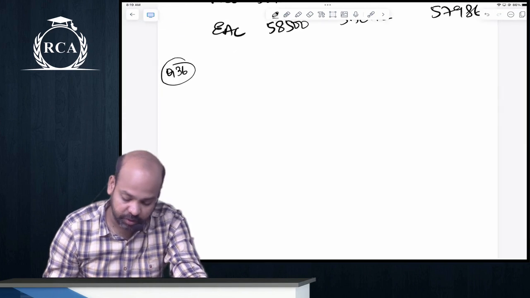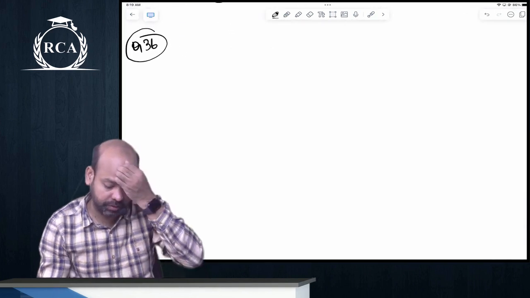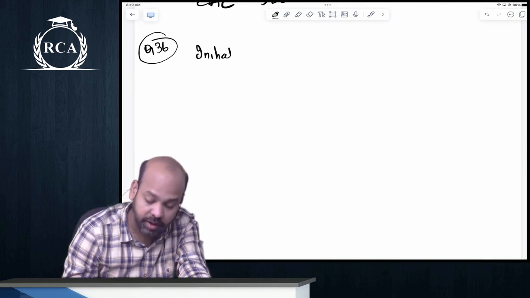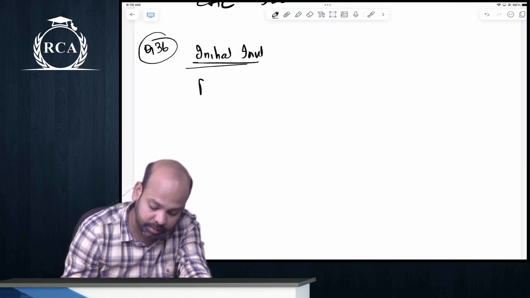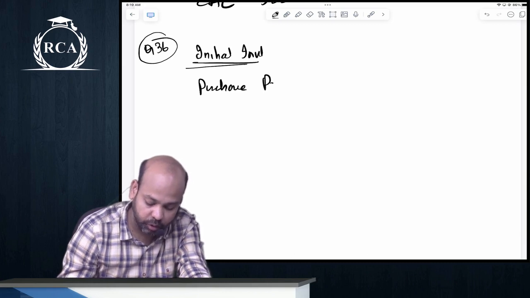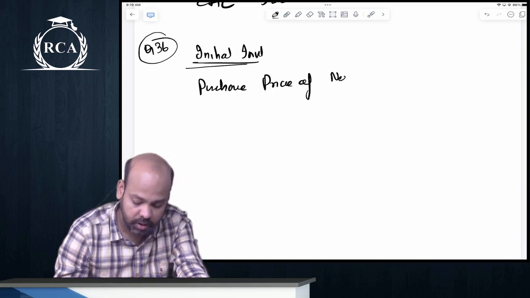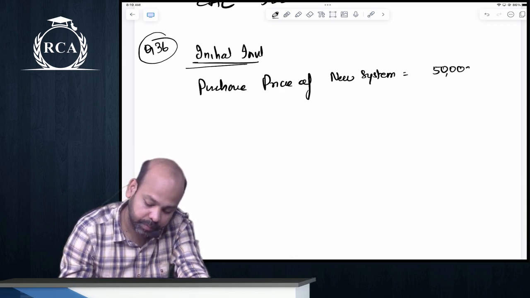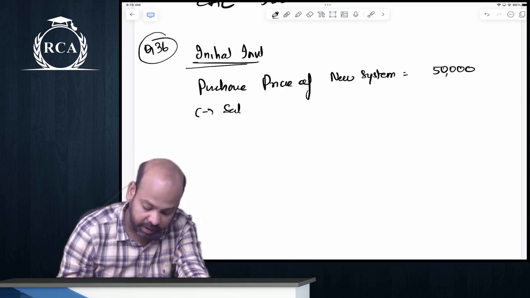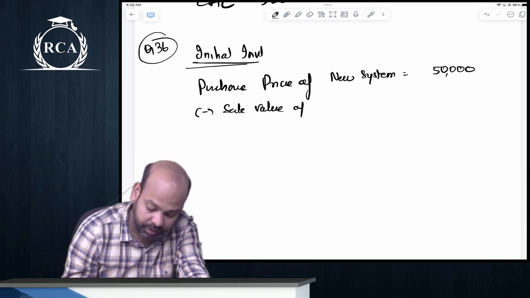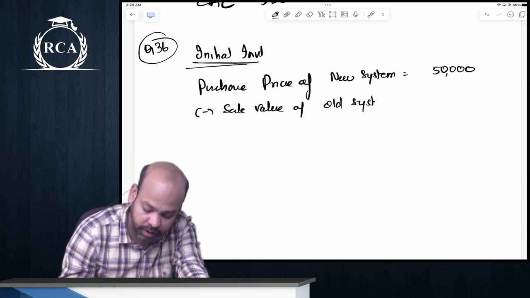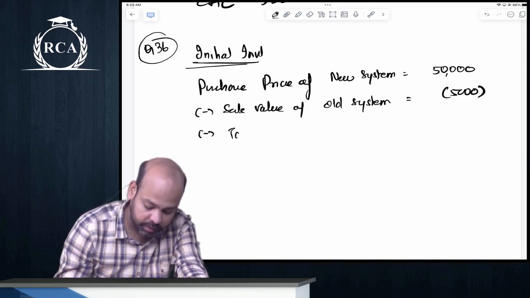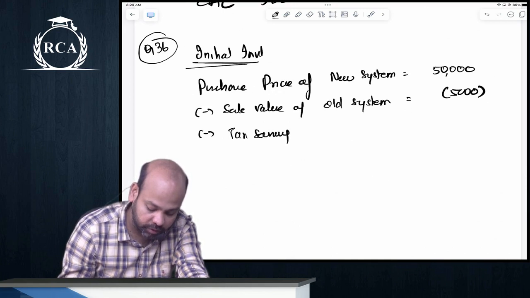I'll write initial investment. You will tell me what's your periodical incremental cash flow. Replacement decisions में बेटा गलती मत करना. Initial investment, guys. ये समझ में आया ना क्या बोला मैं? What is the purchase price of new system, guys? Purchase price of new system is 50,000 rupees. What is the sale value of old system? If I buy the new system, but obvious, I'm going to sell the old system. For what amount, guys? 5,000. Minus tax savings on loss on sale of existing asset.